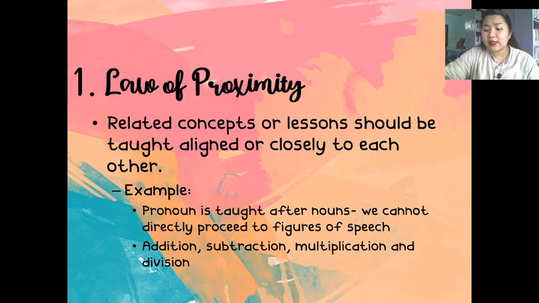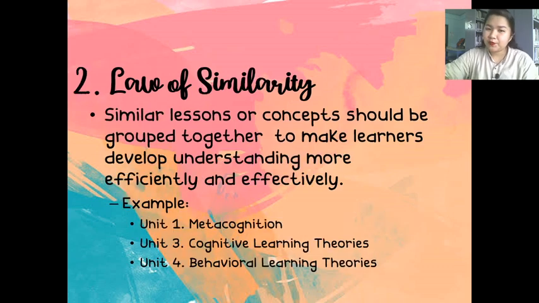Ganon din yung ginawa natin in this course. First na learning theory na diniscuss natin is the cognitive learning theory. Una, yung kay Jean Piaget, cognitive development theory, to be followed by Lev Vygotsky's. Why? Kasi these learning theories are related or at some point close to each other yung concept nila, which is on cognitive theory. So that is law of proximity.